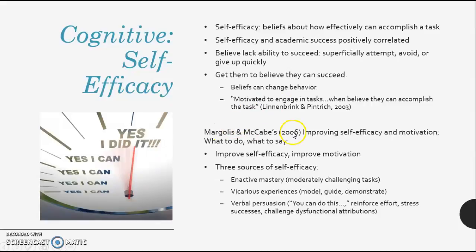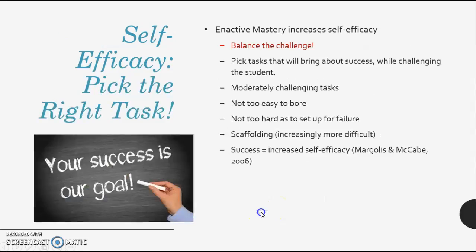In this article called Improving Self-Efficacy and Motivation: What to Do and What to Say, the research found that we can improve motivation by improving self-efficacy. And there are 3 different sources of self-efficacy: enactive mastery, vicarious experiences, and verbal persuasion. I'm going to explain each of those.